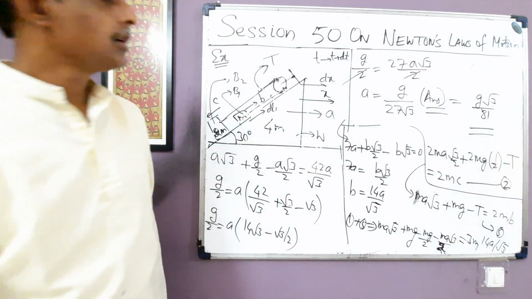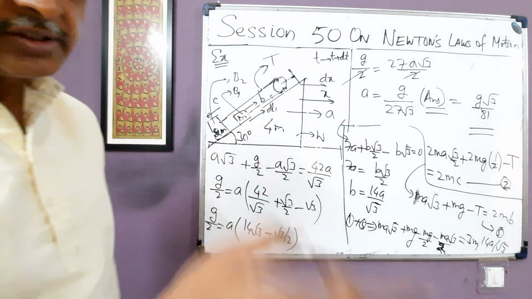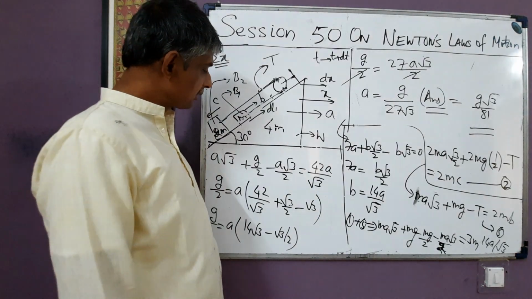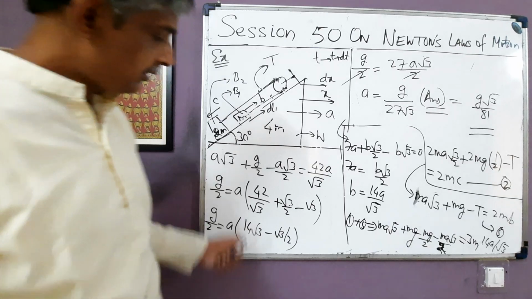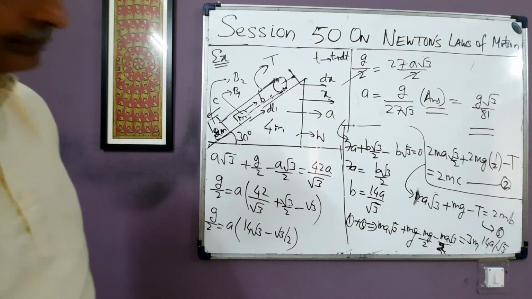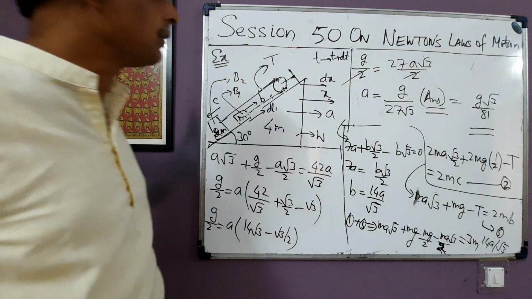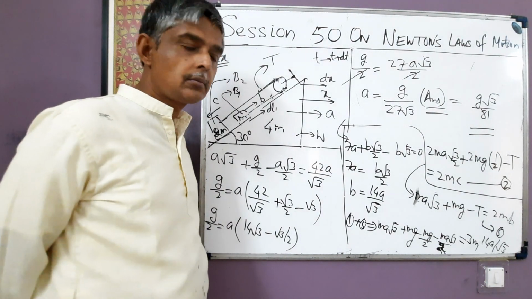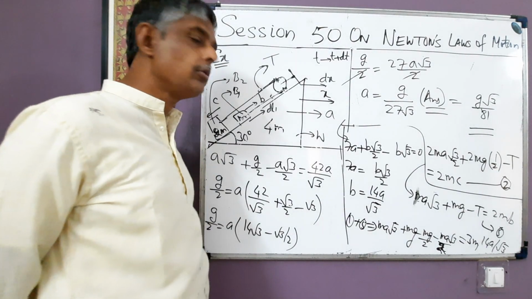So see, again I have used constraint equation theory. You can see the power of constraint theory. Setting up the equation in the wedge frame is much easier as compared to setting it up in the ground frame. It greatly simplifies the computational procedure. So from this we see that A is equal to g root 3 by 81. This is the value of A, the required value of A.